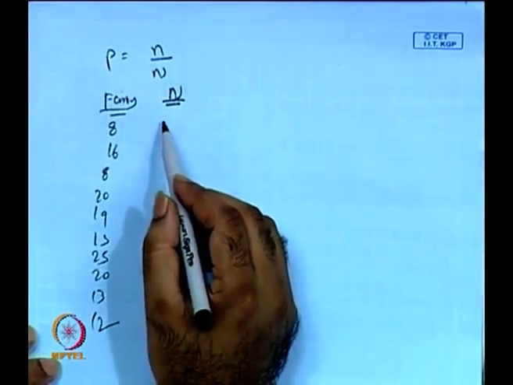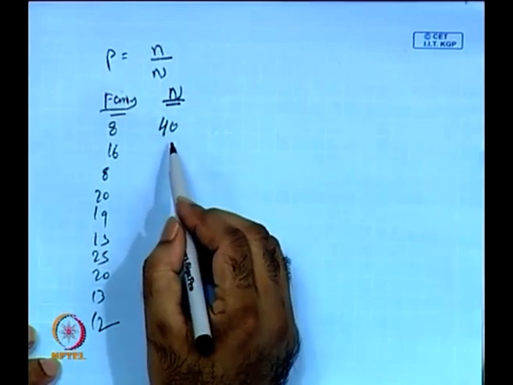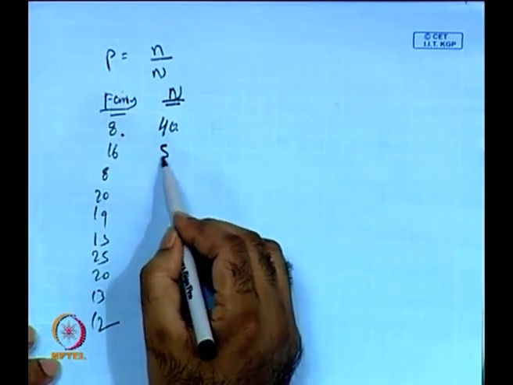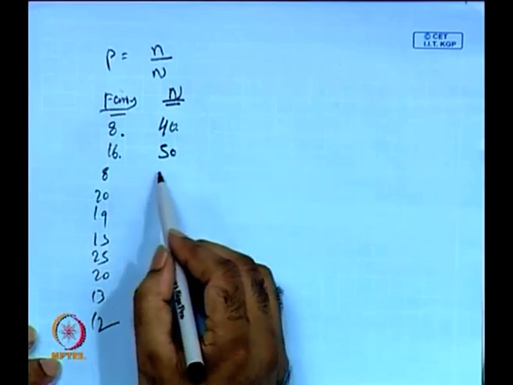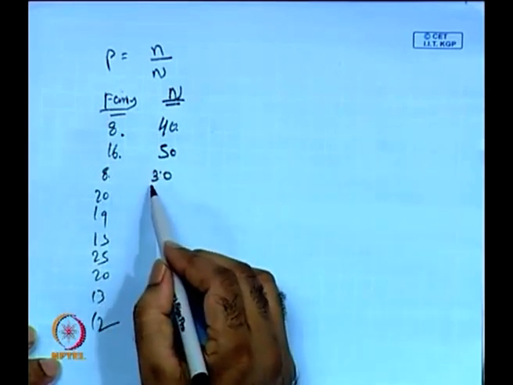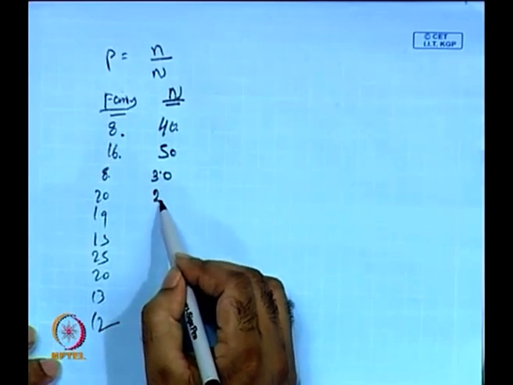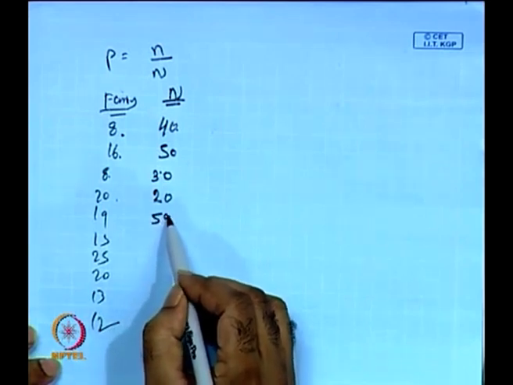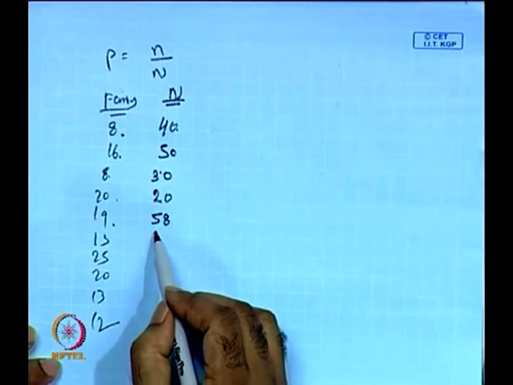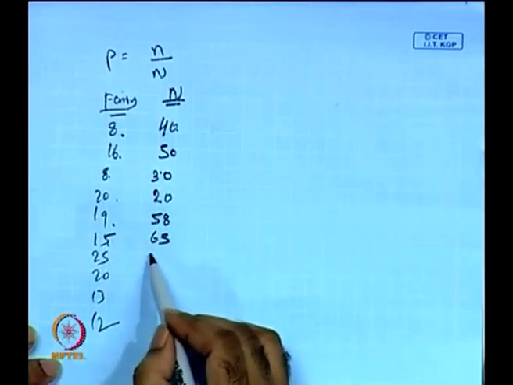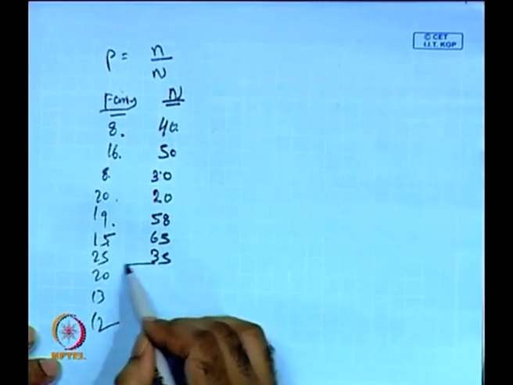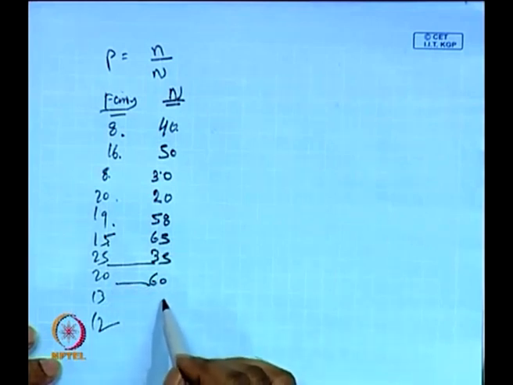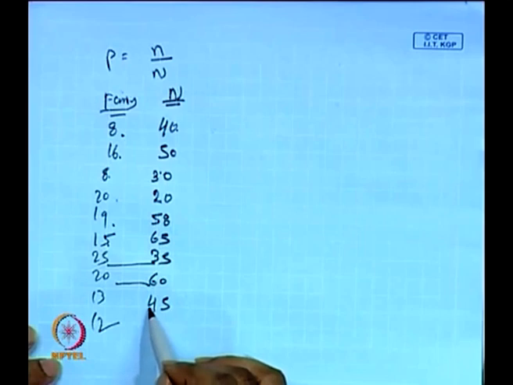Say 40 households, meaning we are taking 40 households having income level of 8. Then we will take 50 households having income level of 16. Then 30 households with income level of 8, then 20 households with income level of 20, then 50 households with income level of 19. Similarly 65 households with income 15, then 35 households with income level of 25, then 60 households with income level of 30, then 45 households with income level of 12.